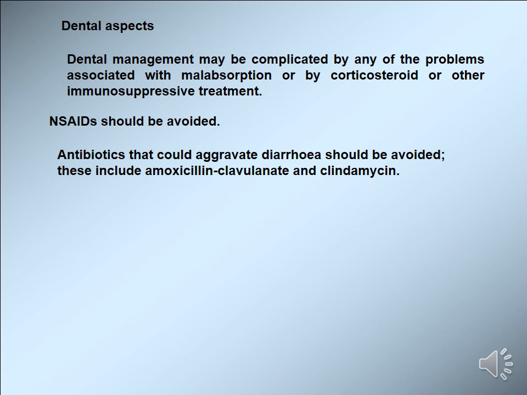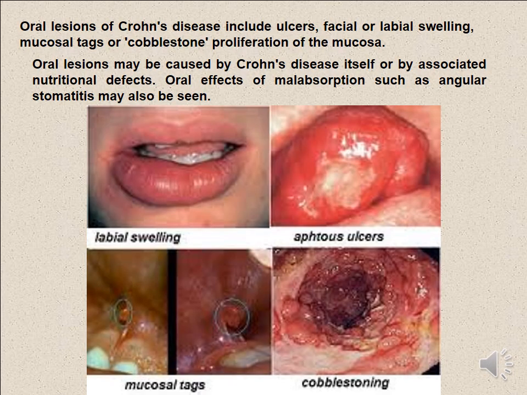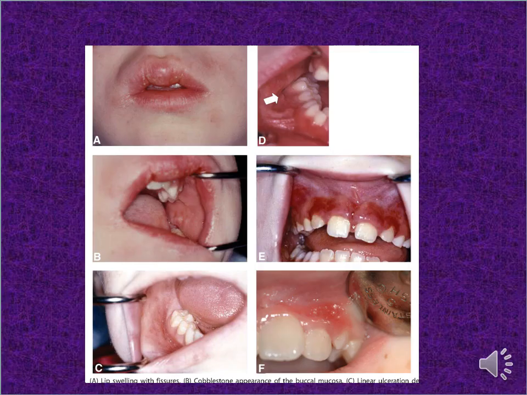Dental management is complicated by other problems, such as malabsorption or corticosteroid therapy and immune suppressive drugs. Non-steroidal anti-inflammatory drugs should not be given to the patient with Crohn's disease. Antibiotics that could aggravate the condition should be avoided, including Augmentin and clindamycin. Oral lesions of Crohn's disease include ulcers, fissures, labial swelling, and mucosal tags. Oral lesions may be caused by Crohn's disease itself or by associated nutritional deficiencies, oral effects of malabsorption such as angular stomatitis, and anemia and reduced immunity.